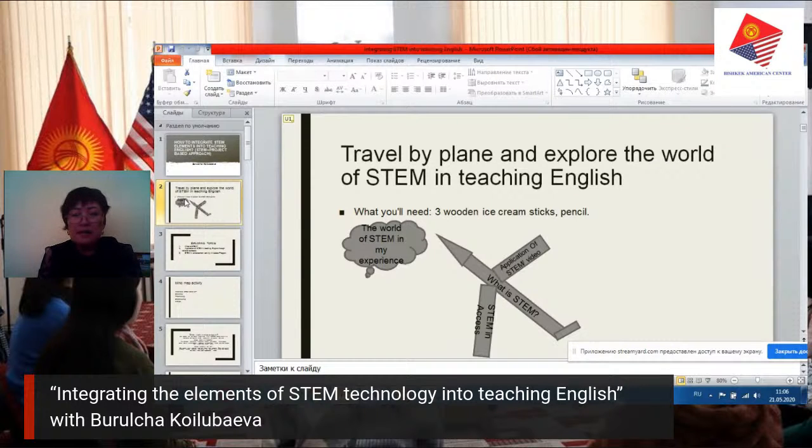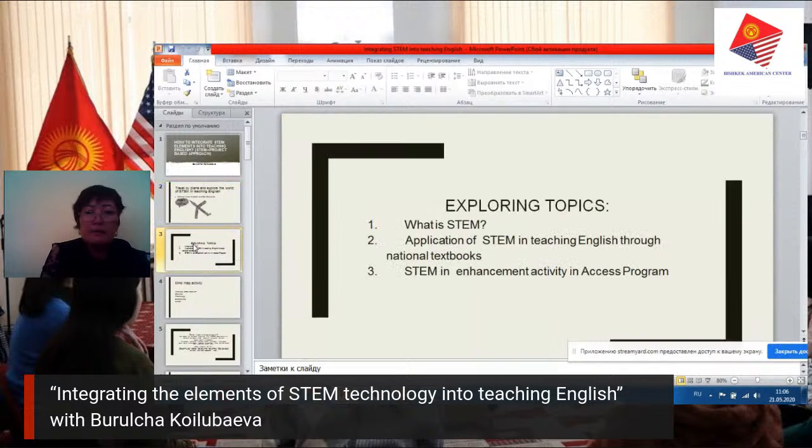And on the second wing, I wrote STEM in Access, because Aida has mentioned that I'm working at the university and I'm teaching methodology of teaching English. I am also working at the Access program. I am teaching Access students. So what is the next step? The next step is, in words: what is STEM, application of STEM in teaching English through national textbooks, and STEM in enhancement activity in the Access program. So these three topics will be in my presentation today.